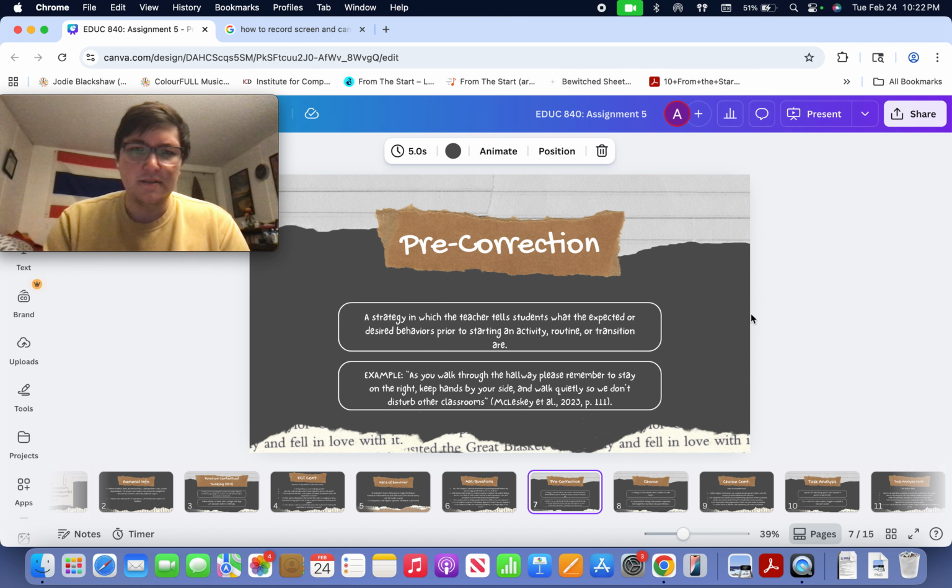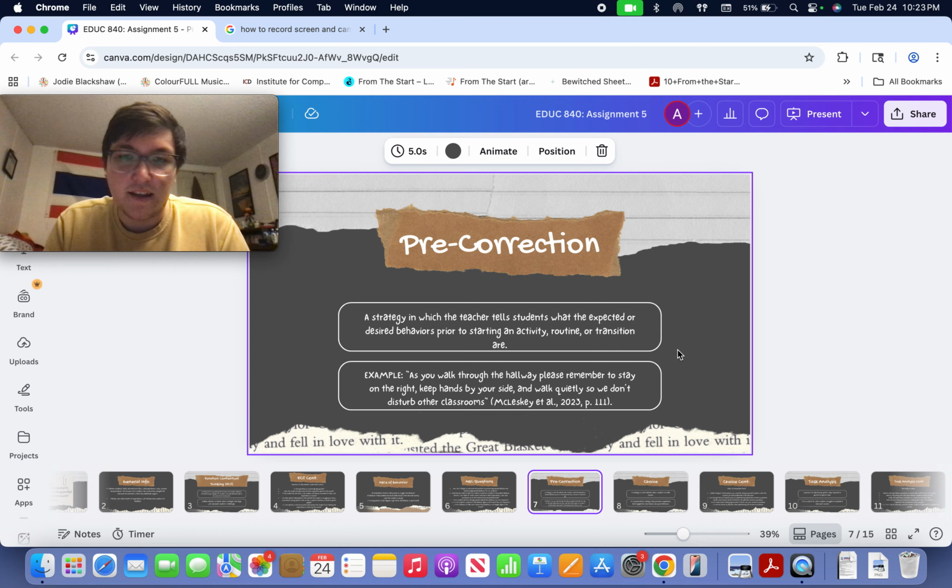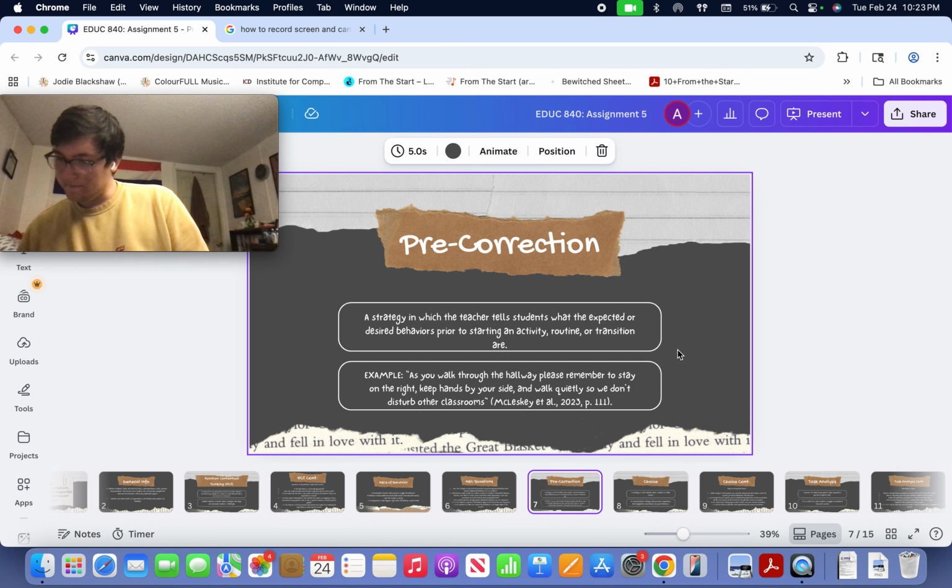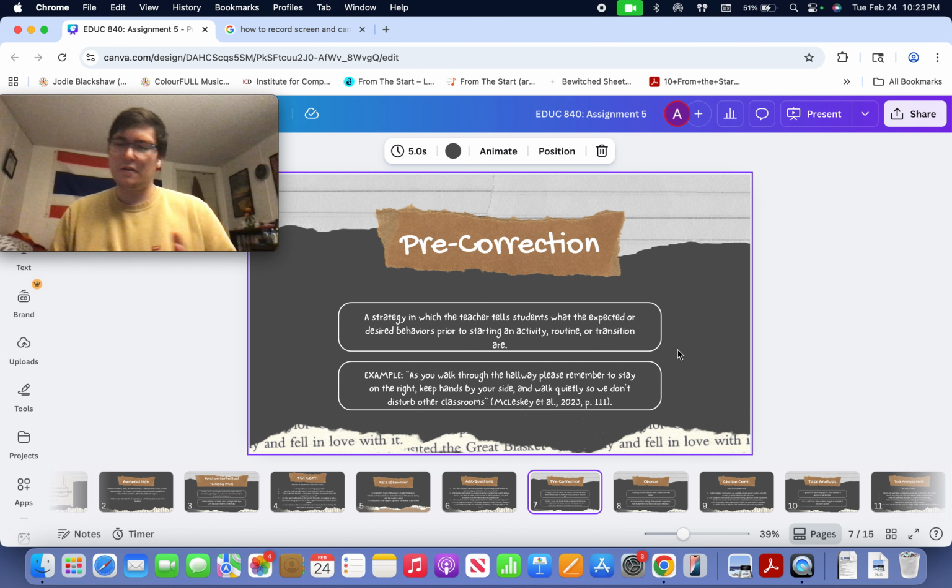The textbook gives an example of a teacher talking to their students about transitioning from the classroom to the lunchroom. The teacher says, as you walk through the hallway, please remember to stay on the right, keep your hands by your side, and walk quietly so we don't disturb other classrooms. So you're outlining the specific behaviors you want to see from your students.